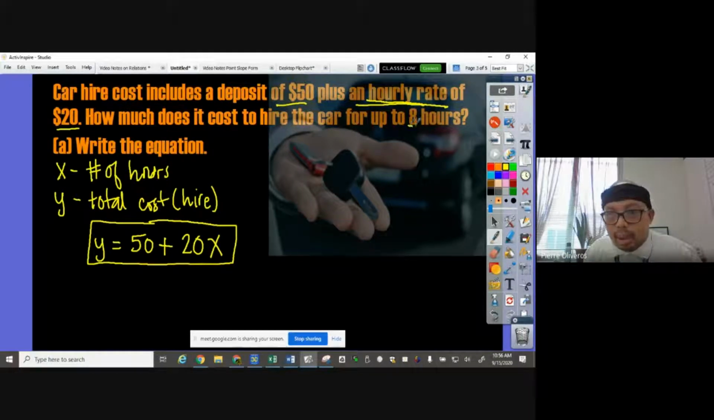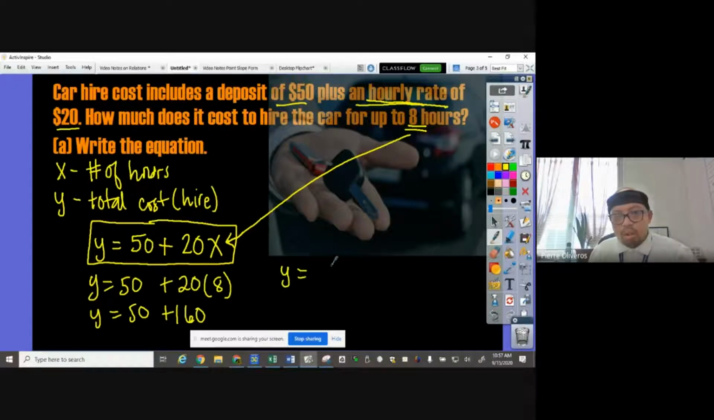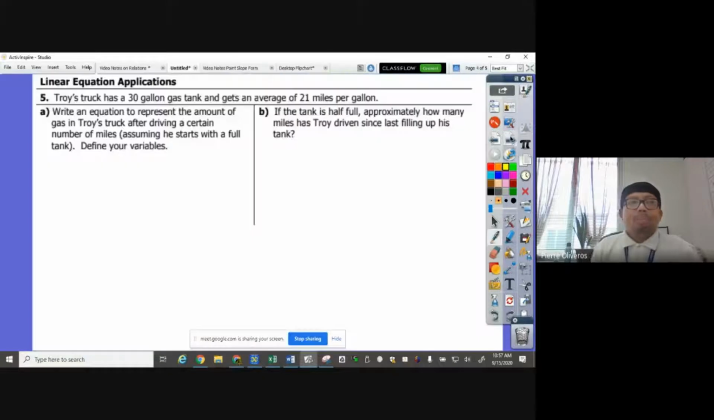Now, let's plug in the 8 hours. How much does it cost to hire the car for up to 8 hours? We're going to plug in the 8 right there on that x. So y is equal to 50 plus 20 times 8. 20 times 8 is 160. So that will give us y is equal to $210. So it will cost you $210 for 8 hours of car rental. Okay, very simple, right? Let's go here now.